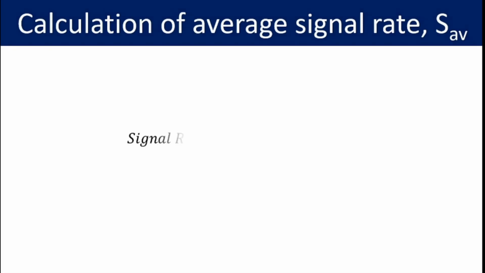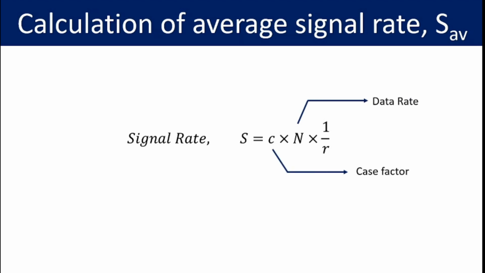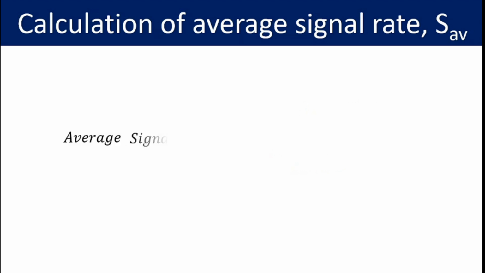Now, let's calculate the signal rate, which is C into N into 1 by R, where N is the data rate and C is the case factor. For average case, the value of C is half, and we have seen that the value of R is also half. Therefore, average signal rate for polar RZ is N.